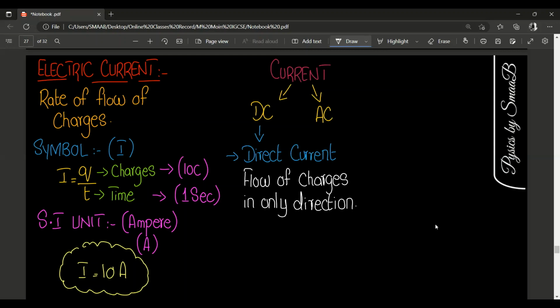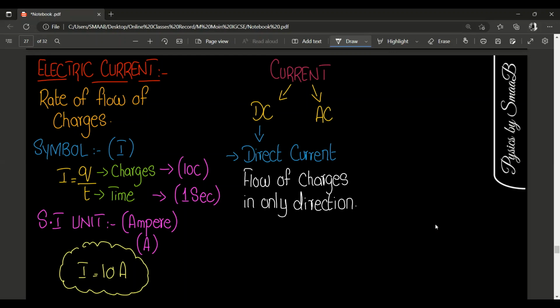Only one direction means, let's suppose we connect a battery to the circuit, or we are inserting a battery in our mobile phone, right? When you fully charge the battery of your mobile phone, laptop, tablet, or anything, current will only flow from the battery to the circuit of that laptop or electronic device, right?